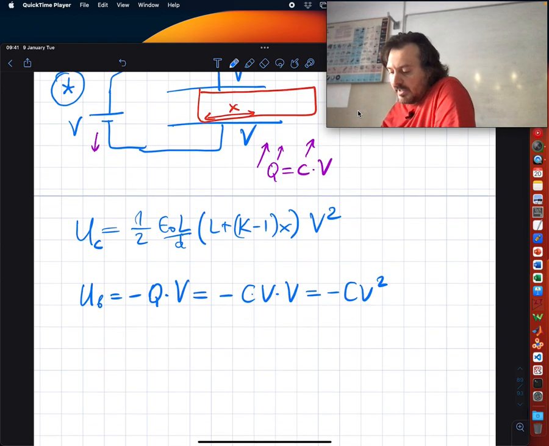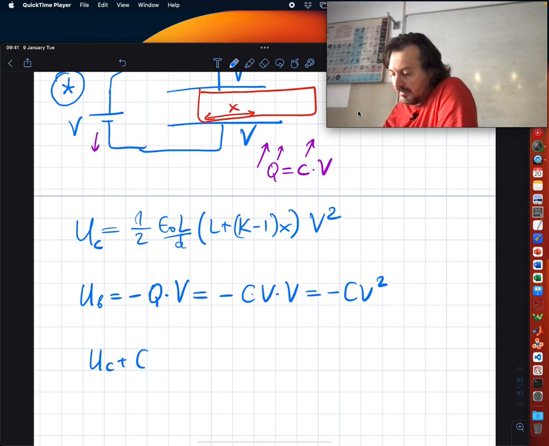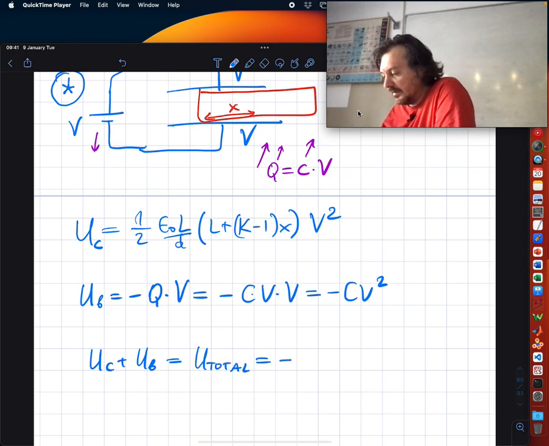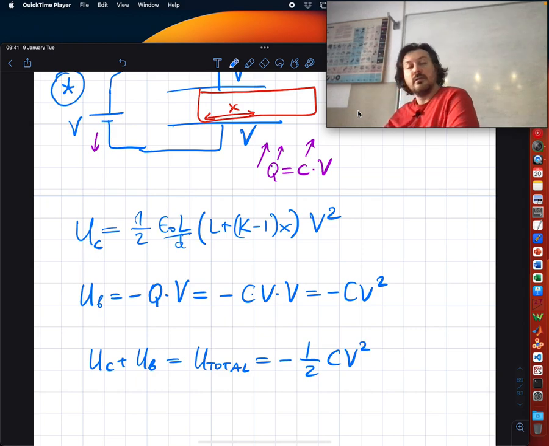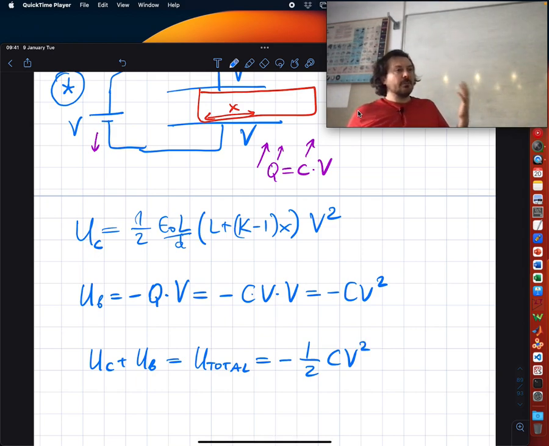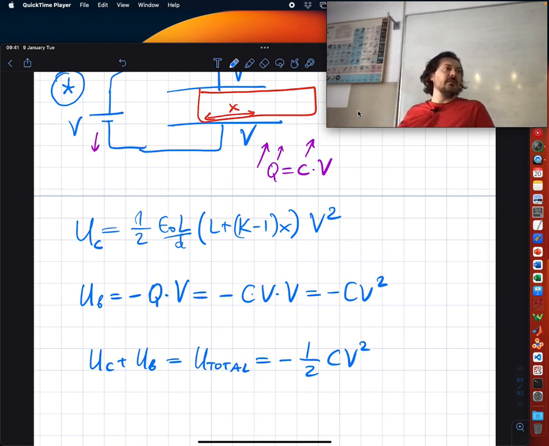So the total energy will be capacitor plus the battery. This will be the total energy, and the total energy will be exactly the negative of what you get for the capacitor. Hence, total energy will decrease when X increases. So it will still pull it in. Same thing as before. But force is different in this case. Do you see why?